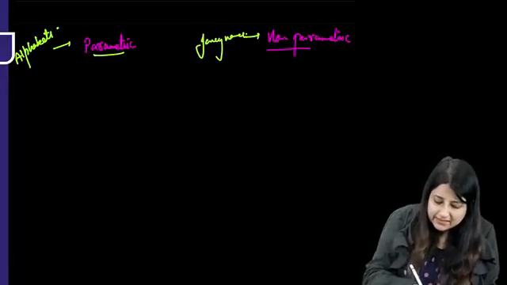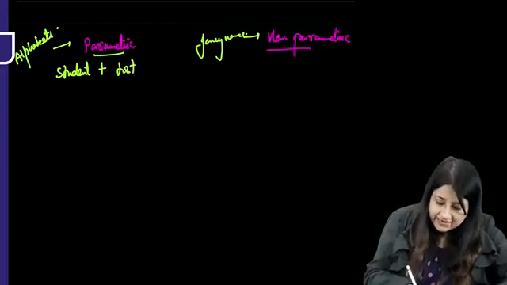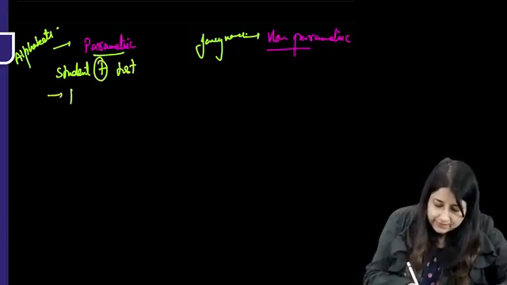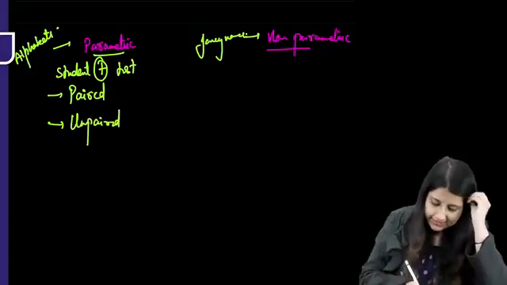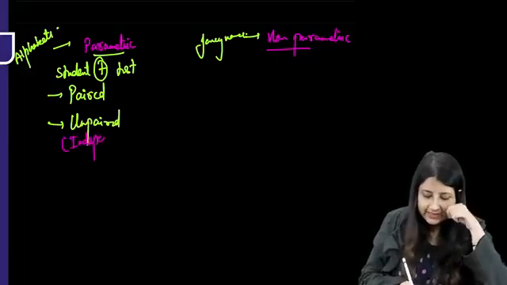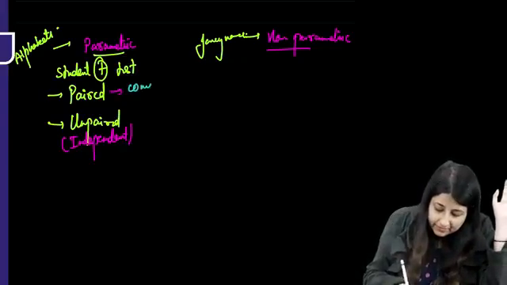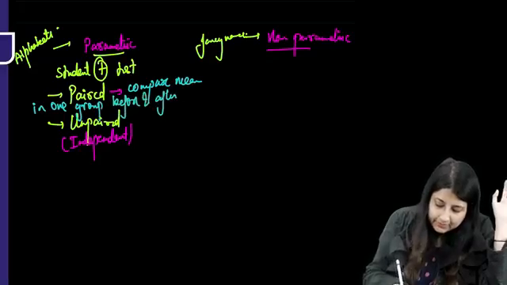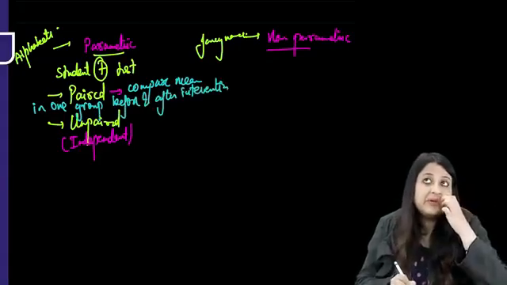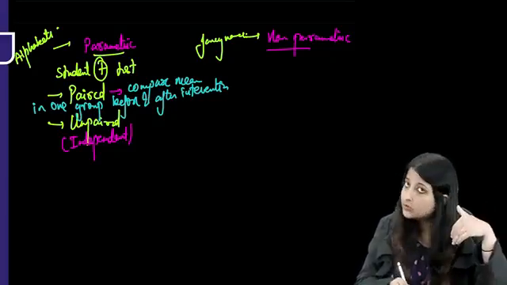So in parametric, there was a person known as Student. He gave Student T-test. Now T is an alphabet, so Student T-test. This could be of two types, paired and unpaired. Unpaired is also called independent. But Student gave both, paired and unpaired. Paired means whenever you have to compare mean in one group, before and after an intervention. Like compare mean hemoglobin in a group of dengue patients before treatment and after. So you are comparing mean hemoglobin, it's quantitative and in one group, so paired.